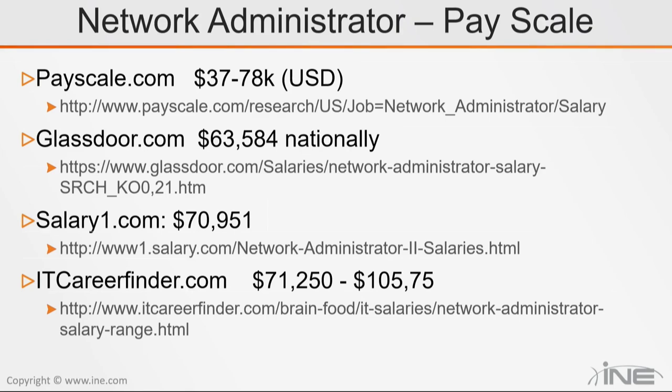From payscale.com was the lowest at around $37,000 per year. But it seems like the national average, at least here in the United States, for a network administrator is around the low 60s, the low to mid 60s, as far as $60,000 a year. That seems to be the average.